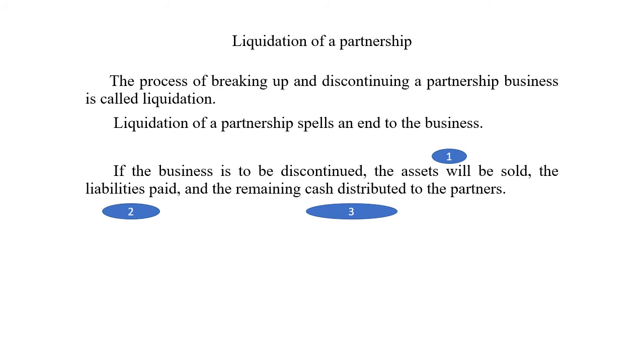If you have accounts receivable, you collect the accounts receivable. If you have land, building, inventory, whatever, you have to sell everything and change all the assets into cash. And then the next step is to repay the liabilities. You have to repay the liabilities, and then what remains from the cash will be distributed to the partners.